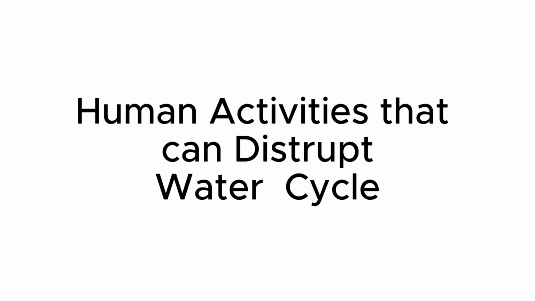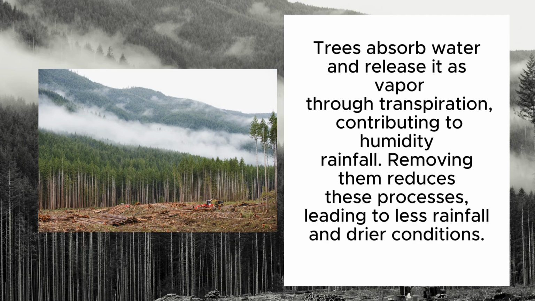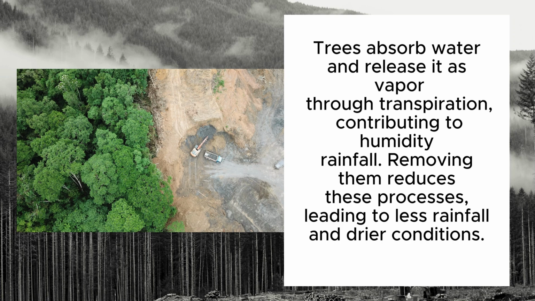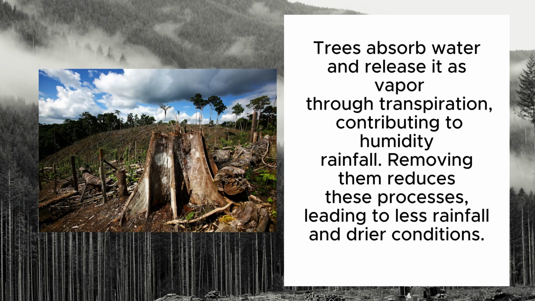So the first thing we are going to do is to discover and clarify the major factors that affect or disrupt the water cycle. Now we are going to talk about deforestation. Trees absorb water and release it as vapor through transpiration, contributing to humidity and rainfall. Removing them reduces the process, leading to less rainfall and drier conditions.